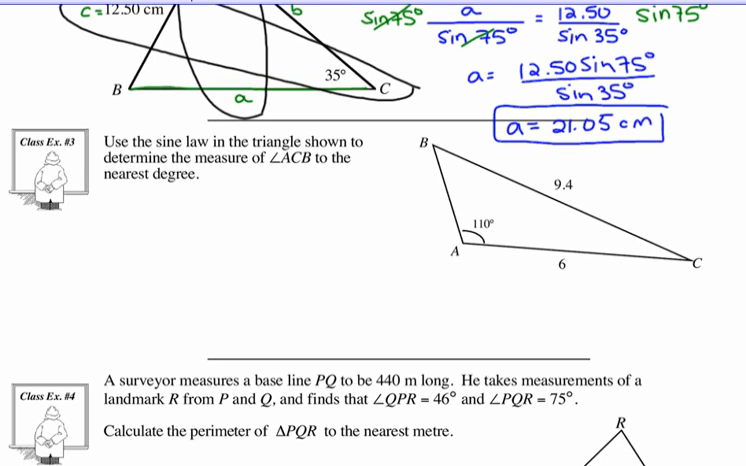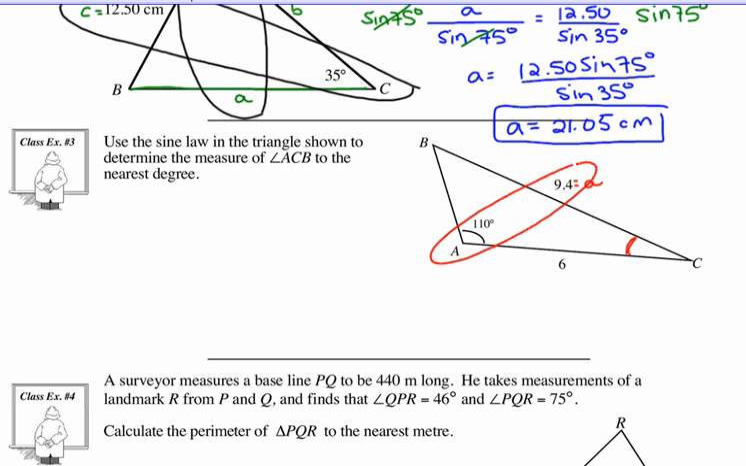Okay, so let's look at another example. It says use the sine law in the triangle shown to determine angle ACB. So angle ACB is this angle. We want that angle. Remember that we need to know at least an angle and its opposite side. So I know angle A and little a is 9.4.